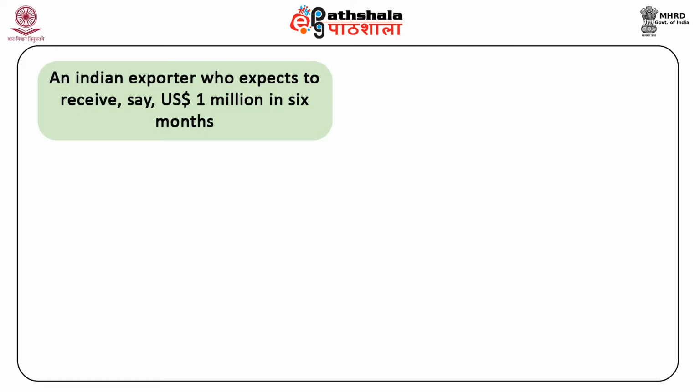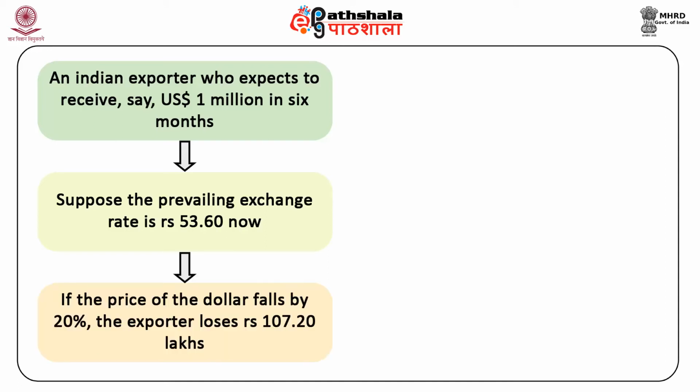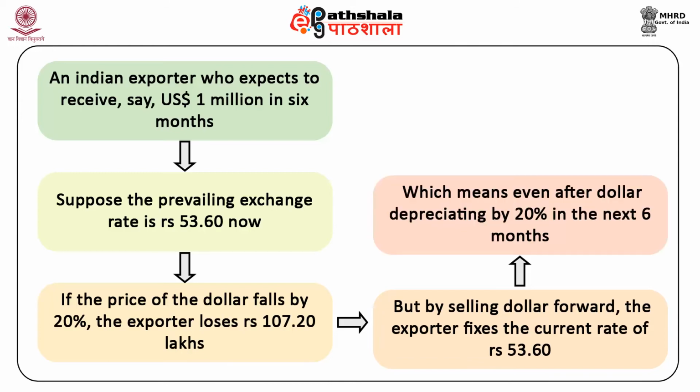Take a case of an Indian exporter who expects to receive, say, $1 million in 6 months. Suppose the prevailing exchange rate is rupees 53.60 now. If the price of the dollar falls by 20%, the exporter loses rupees 107.20 lakhs.